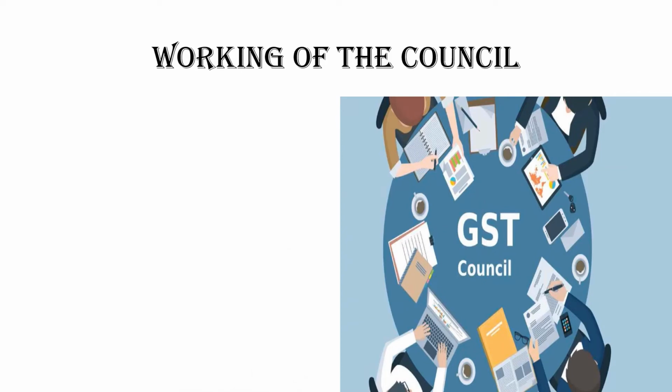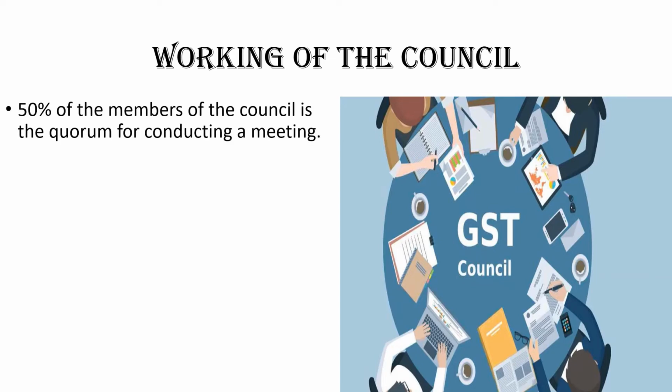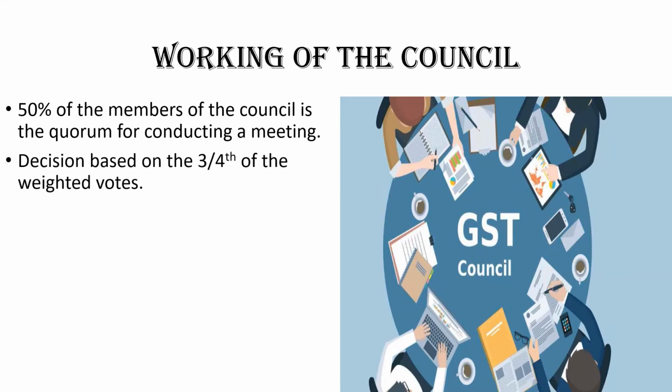Now, the working of the Council. The decisions of the Council are taken at its meetings. 1/2 of the total number of members of the Council is the quorum for conducting a meeting. Every decision of the Council is to be taken by a majority of not less than 3/4 of the weighted votes of the members present and voting at the meeting.